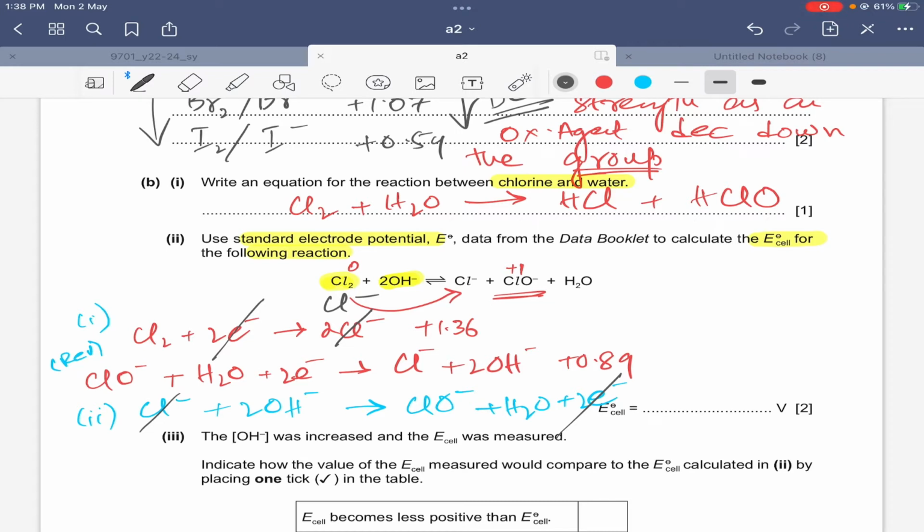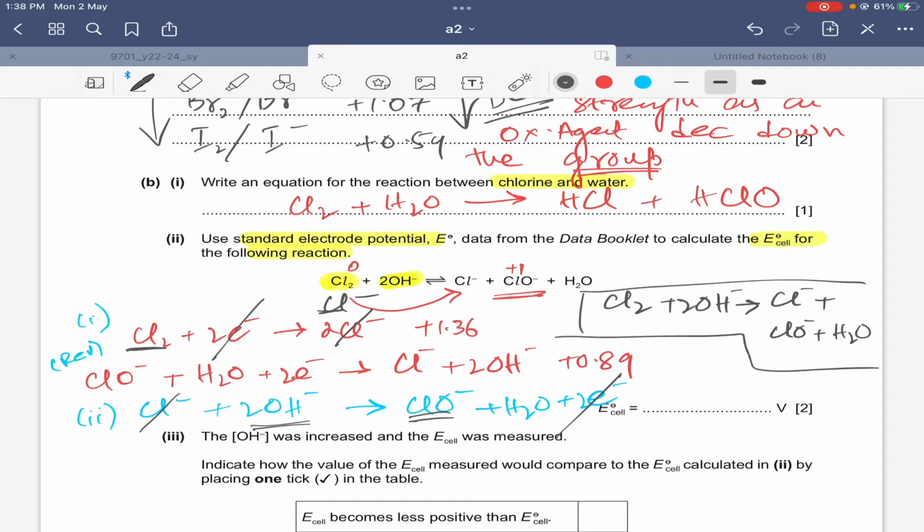So let's write the final equation. This would be Cl2 plus 2OH minus gives Cl minus plus ClO minus plus H2O. And if you look at this equation, this is the same equation they have given us in the question. So that means we have found the correct half equations. Now we just have to find the E naught cell. E naught cell is E reduction minus E oxidation.